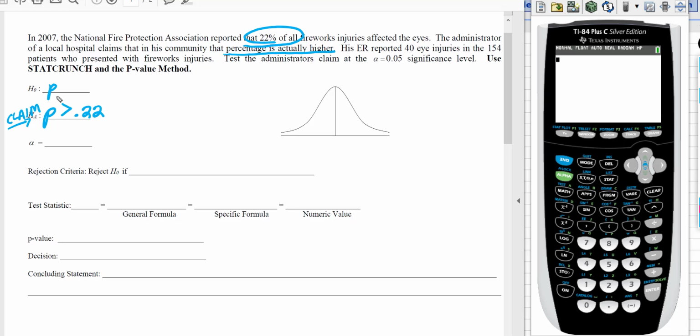Our claim is with our alternative. That means our null hypothesis is going to be p less than or equal to 0.22, and we're going to assume that the population proportion p sub 0 actually is 0.22. Since it's greater than, that means our alternative hypothesis makes this a right-tailed test. We're also testing at the 0.05 significance level.